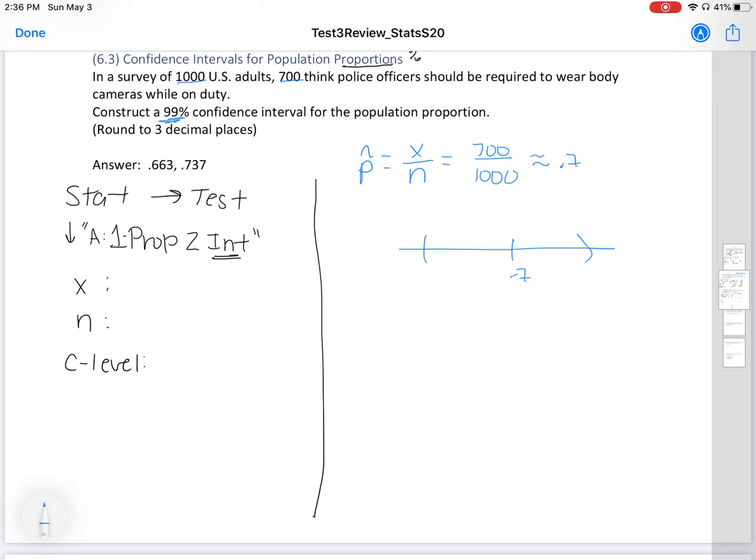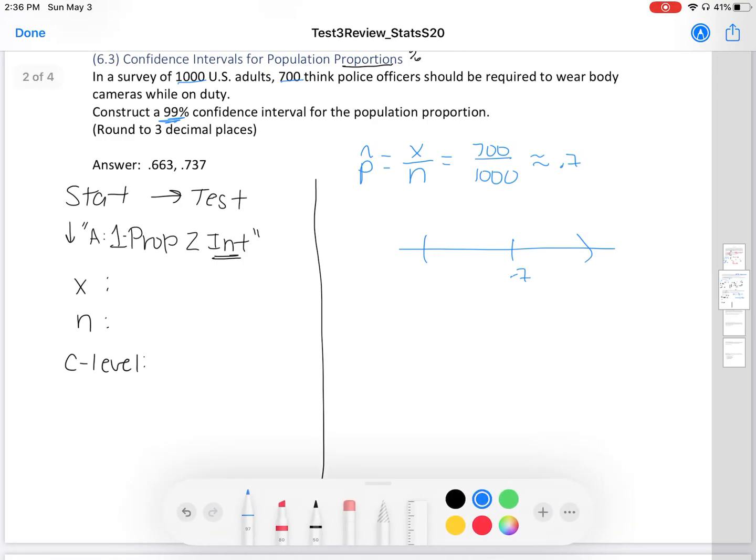All right, so the reason why I like to do this is because it sets you up so that you directly know which one is your X and which one is your N. So X we said is 700, N is 1,000, your confidence level, 99, so we're at 0.99. You press calculate at the bottom, and your answer in your calculator is 0.662 and 0.737.